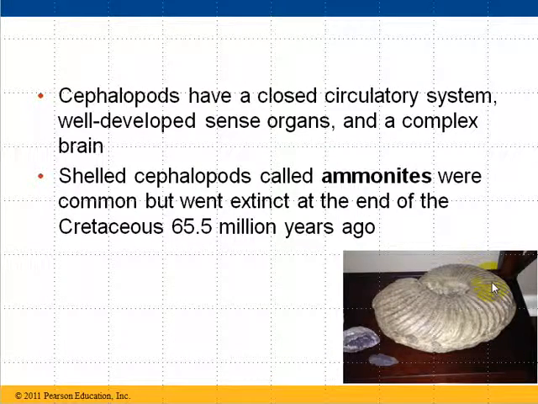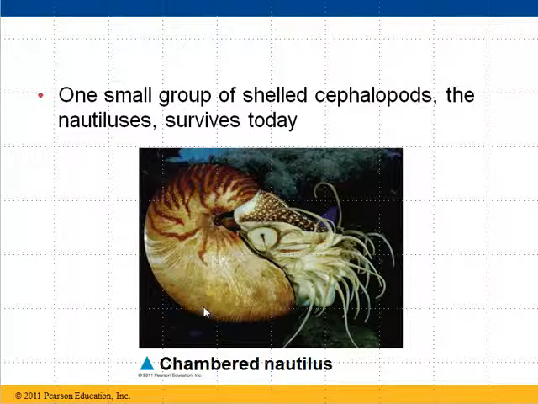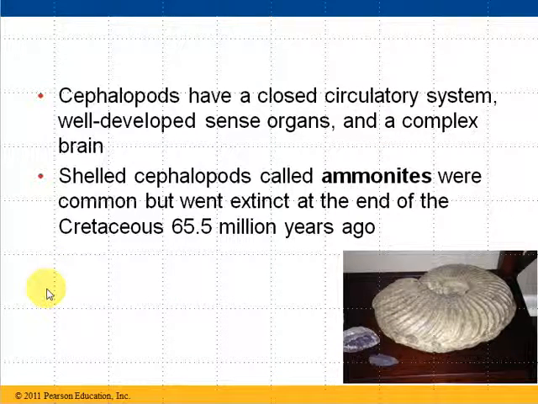Cephalopods have a closed circulatory system, well-developed sense organs, complex brain, so we're getting more and more complex as we kind of go up the ladder here. And again, I talked about the nautilus there is very similar to some ancient forms of life, some shelled cephalopods called ammonites. Ammonites were very common in the dinosaur time, but they went extinct at the end of the Cretaceous period, about the same time that the dinosaurs were wiped out, about 65 million years ago.